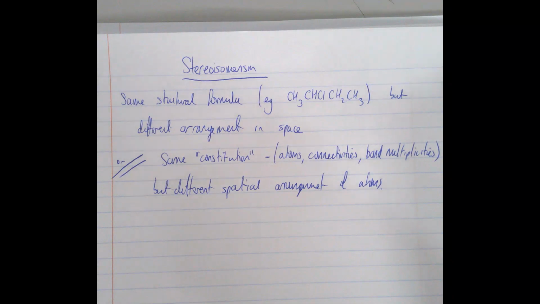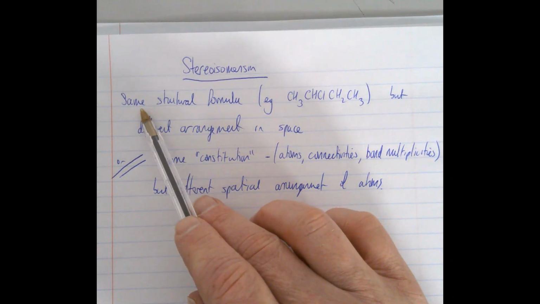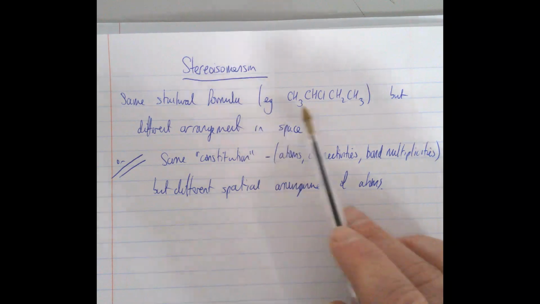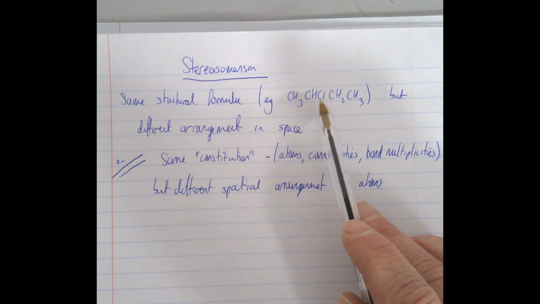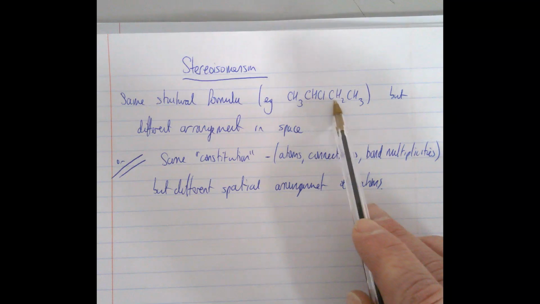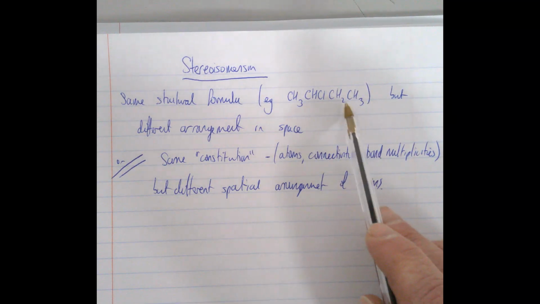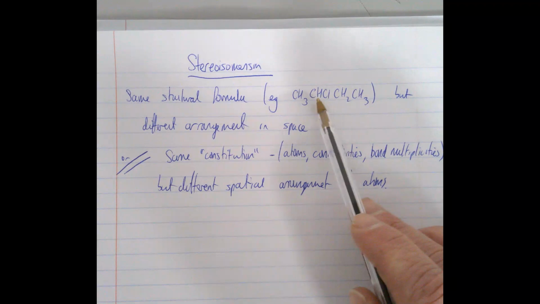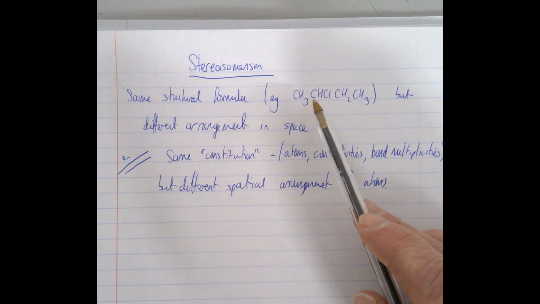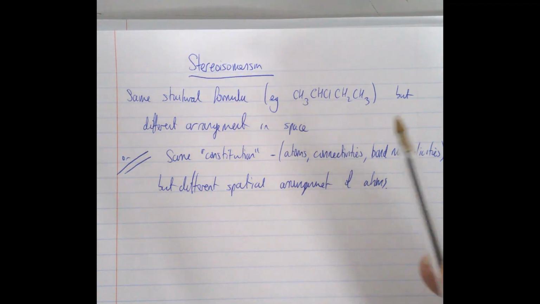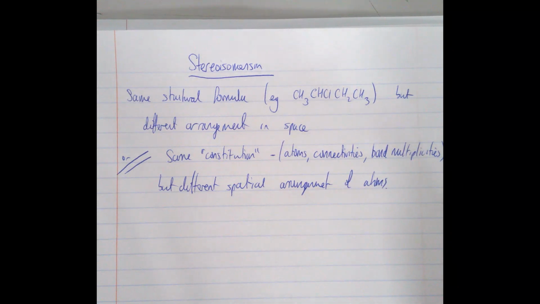And I'm going to write it out like that now, and also exactly as it's written in the scheme of work. So the way that I've taught you, and I stand by this, is they would have the same structural formula. So for example, CH3, CHCl, CH2, CH3. That would be an example of a condensed structural formula, or it could be one that's a skeletal structure or a fully displayed structure, but they'd have a different arrangement in space.